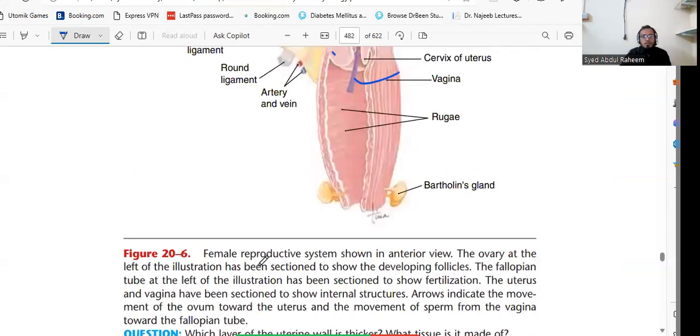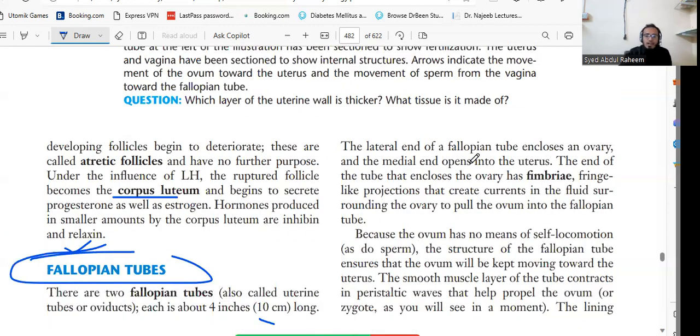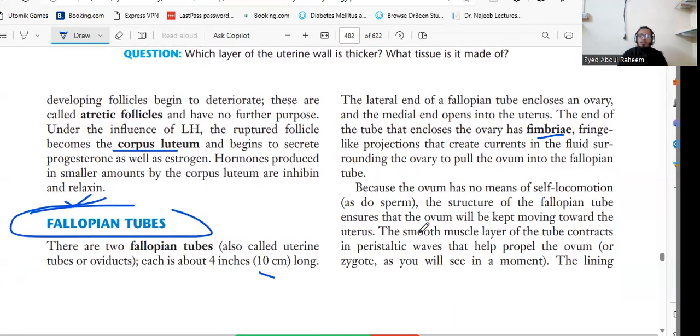Ovaries are 4 centimeters long, they're 10 centimeters. The lateral end of the fallopian tube encloses an ovary and the medial end opens into the uterus. The end of the tube that encloses the ovary has fine finger-like projections that create currents in the fluid surrounding the ovary to pull the ovum into the fallopian tubes. Because the ovum has no means of self-locomotion, the structure of the fallopian tube ensures that the ovum will be kept moving toward the uterus.